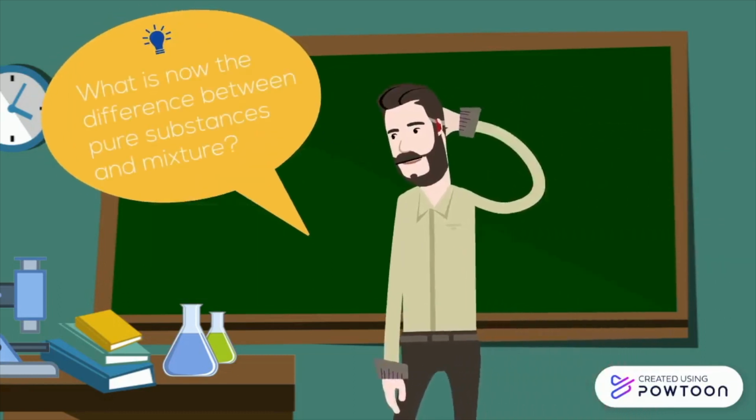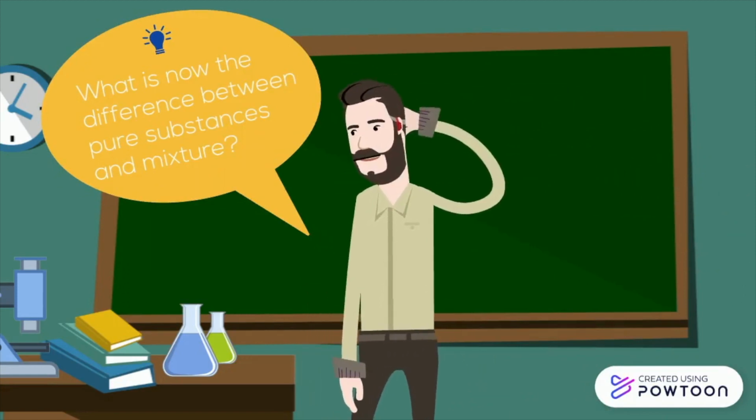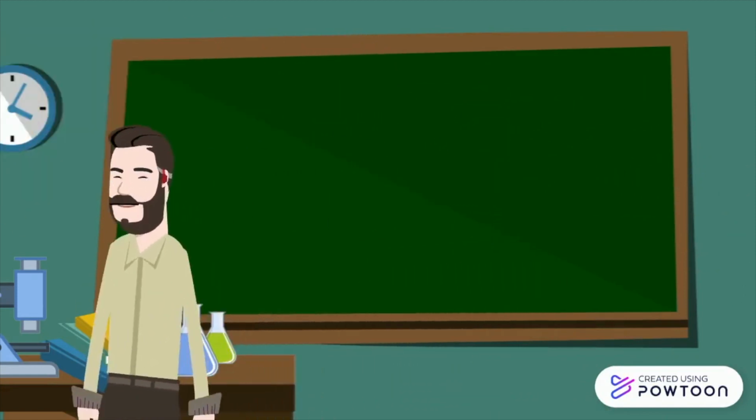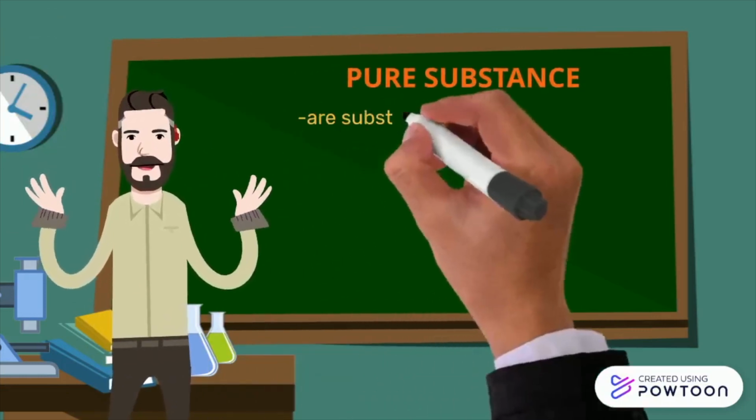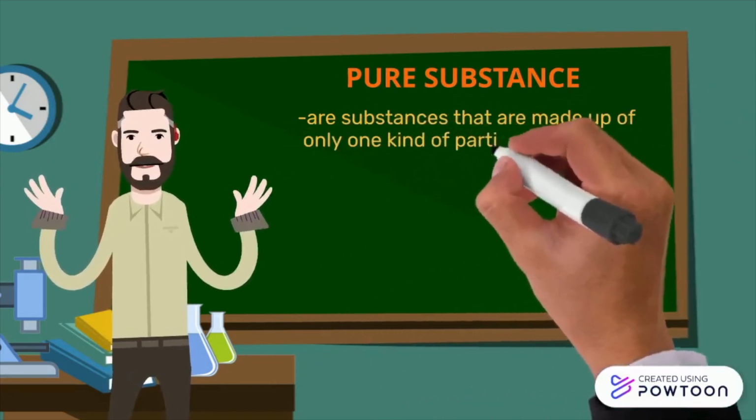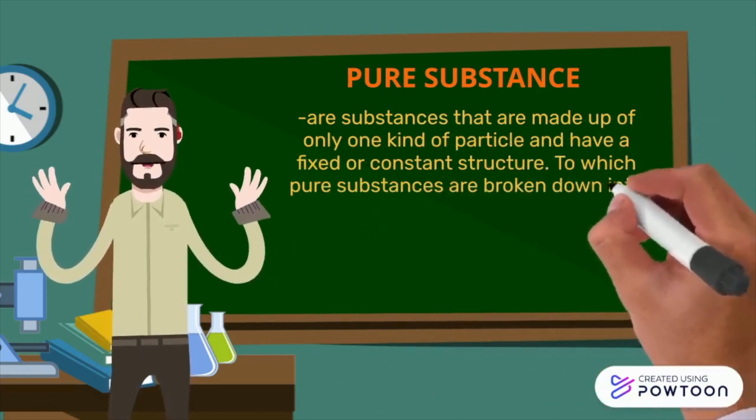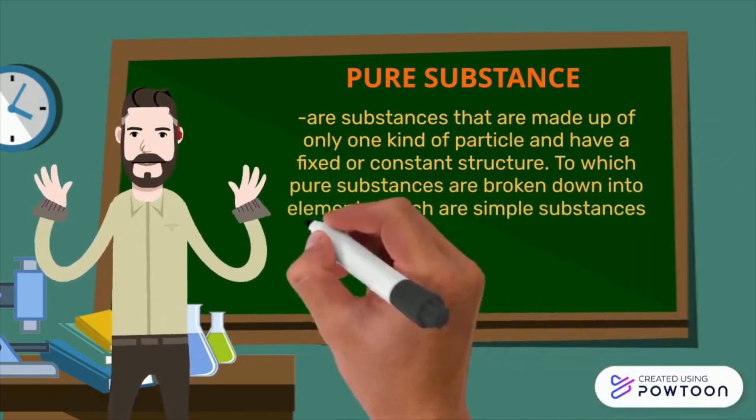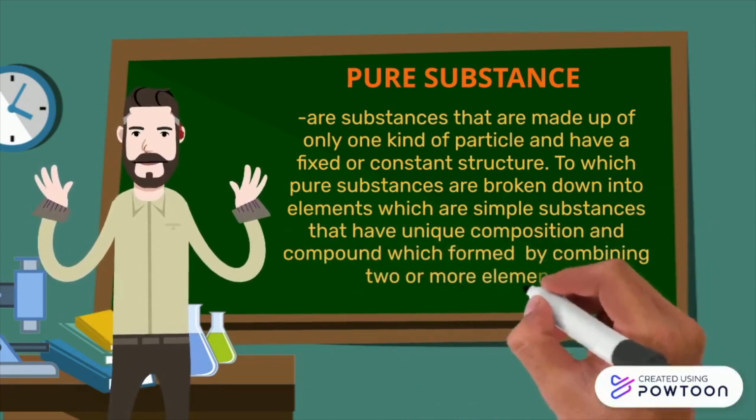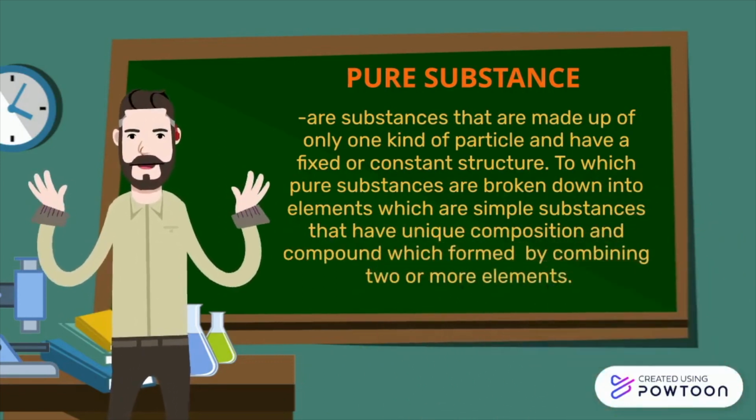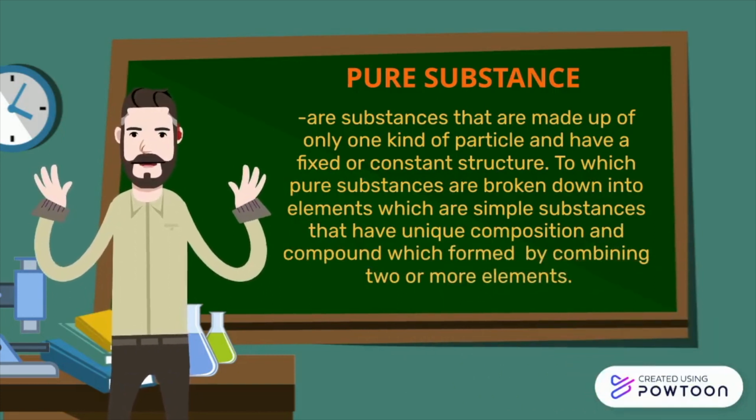Now, what is the difference between pure substances and mixture? Let us define them one by one. When we say pure substance, these are substances that are made up of only one kind of particle and have a fixed or constant structure, to which pure substances are broken down into elements, which are simple substances that have unique composition, and compound, which form by combining two or more elements.